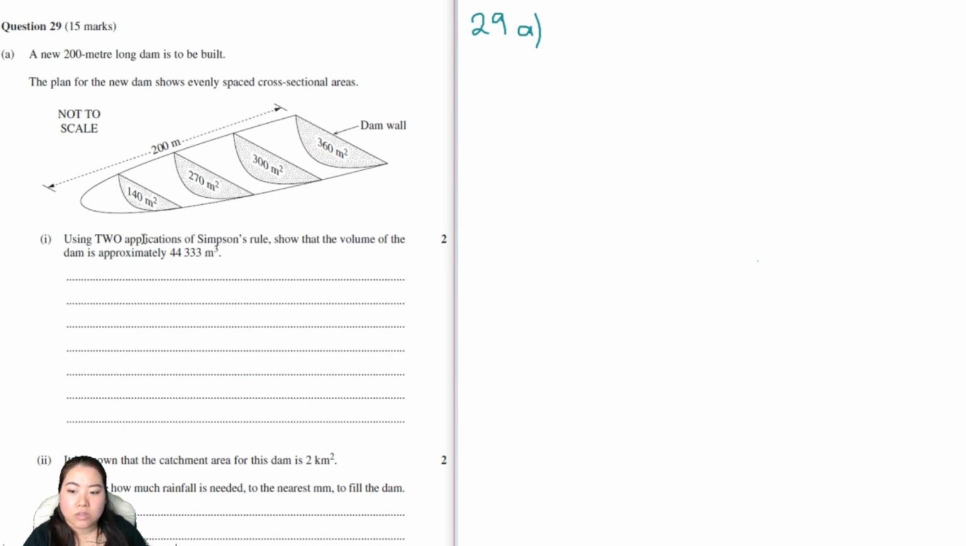1. Using two applications of Simpson's rule, show that the volume of the dam is approximately 44,333 cubic meters for 2 marks. Usually you use Simpson's rule to approximate areas, but since we're given the areas instead of the lengths, we can use Simpson's rule to approximate the volume. I'm just going to write the formula real quick.